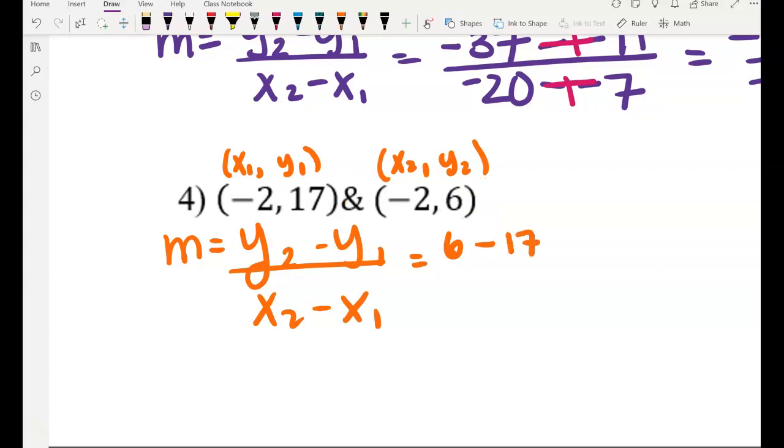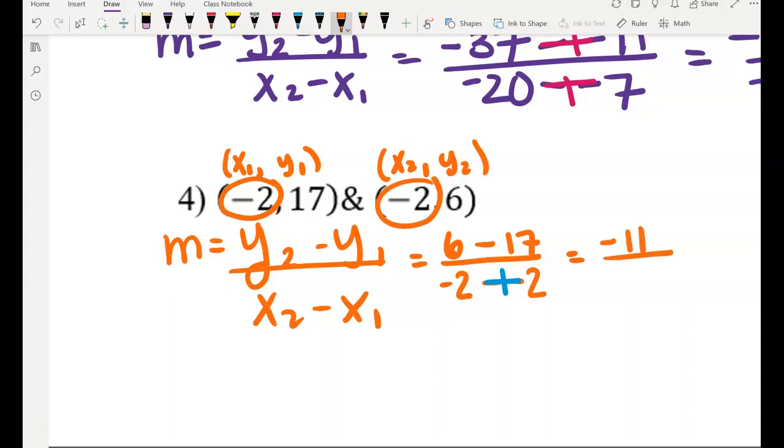Let's erase so we can see some numbers. This is going to be our x2, so negative 2 minus, this is our x1, so negative 2. 2 negatives, we can easily change that to positive. So the numerator is going to be negative 11. On the denominator, a negative 2 and a positive 2 is going to give us a 0.